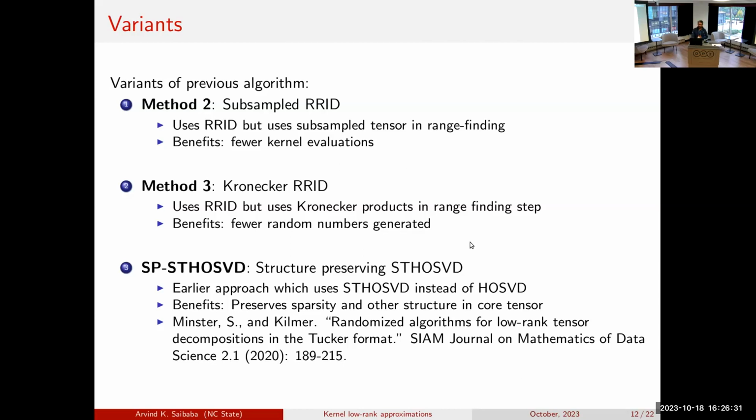Second is the Kronecker RRID. One deficiency of the randomized approach is that you have to generate a lot of random entries. So you can avoid that by generating structured random matrices. So we use Kronecker, but combine it with the interpolated decomposition. Finally, if you prefer the sequentially truncated version, we've done that as well in an earlier paper that appeared in SciMods a couple of years ago. And there we have actually shown it to work well on large sparse tensors.